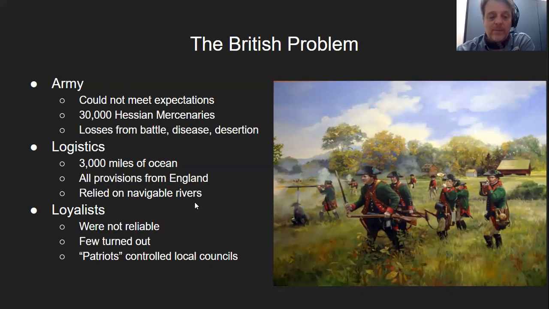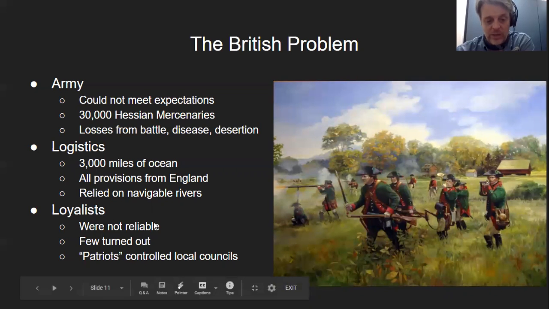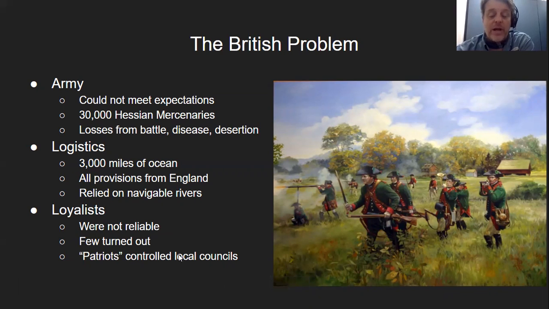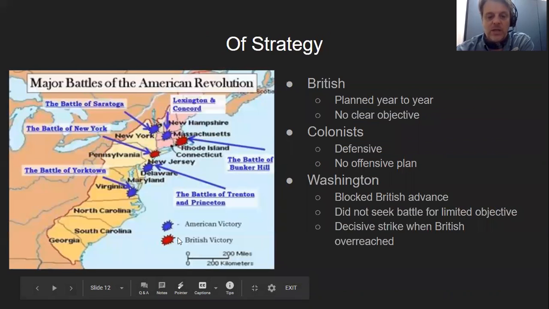wouldn't give the British anything. And they would harass the people who did. Like I said, the Loyalists, they weren't reliable. Very few turned out, and the Patriots controlled the local councils. The Patriots were pretty big bullies at this time. They controlled the city councils, and they would harass, and sometimes not just verbally but physically harass, anybody that opposed them.